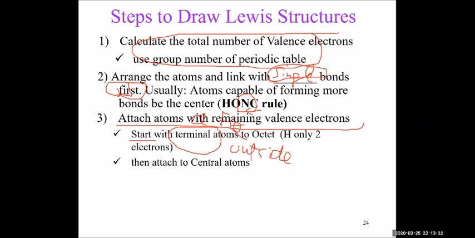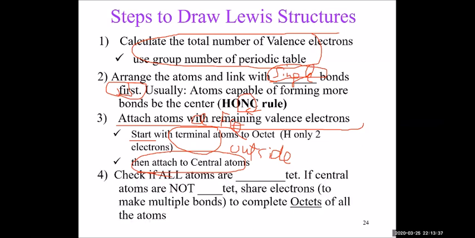After we make the terminal atoms octet, then if there are any remaining valence electrons, finally put them on the central atom. And finally, we build a double or single bond. So step 4, we need to check that all the atoms are octet. If the central atom is not octet, then we share electrons to form a multiple bond, double or triple bond. So basically, that sounds very dry. Let's move on to examples.